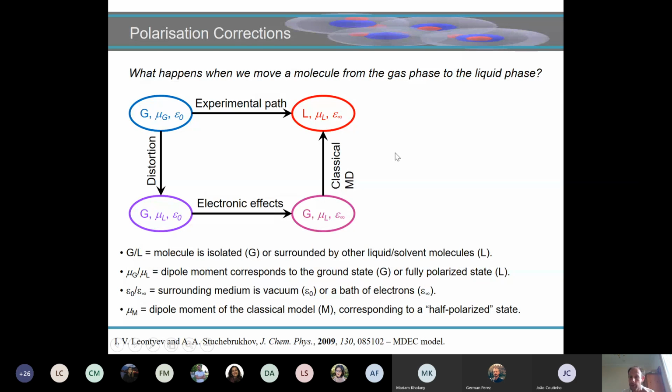And this is precisely the term that we can easily capture in the classical simulations or molecular dynamic simulations. Okay, so this term we can handle, we just can't handle these other two, distortion and electronic effects.